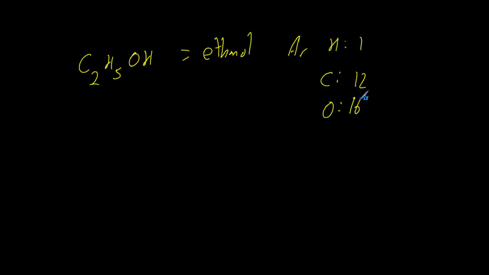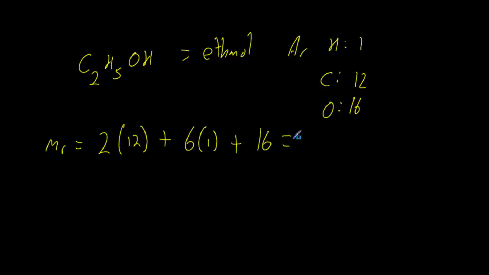Now our Mr, I'm going to write that down here so we've got space. Our formula mass is going to be 2 lots of carbon, because we've got 2 carbons, plus 6 lots of hydrogen, which weighs 1, plus 1 lot of oxygen. And if you do that sum, you're going to get a grand total of 46. So our formula mass of ethanol is 46.